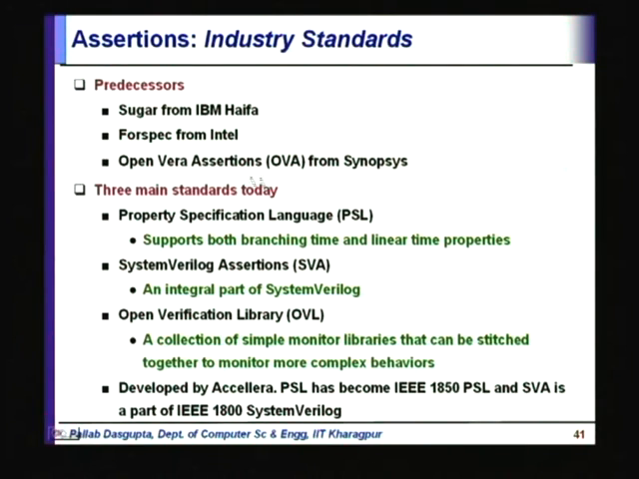Now, there is a body called Accelera, which is a consortium of companies which works on the language standards. So, they started committees on developing the assertion language standards, and today there are 3 different standards that are available in the industry. One is called PSL, or property specification language. This language supports both branching time and linear time properties.